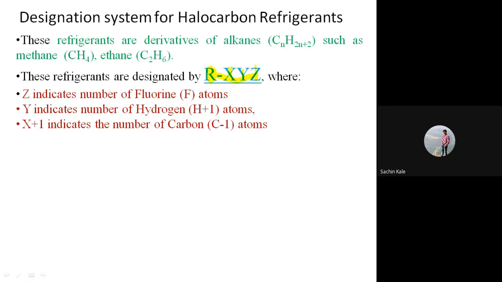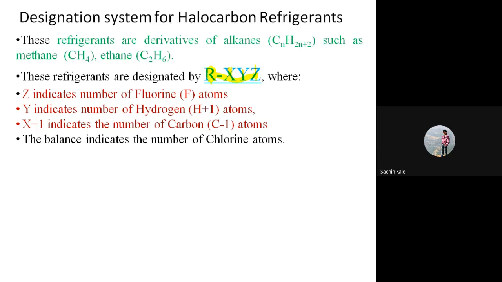For halocarbon refrigerants, instead of R, we can write F also. Why F? Because all the halocarbon refrigerants come under the freon group of refrigerants, so you can represent freon by F also. Here, if any vacancies remain, then the balance indicates the number of fluorine atoms.